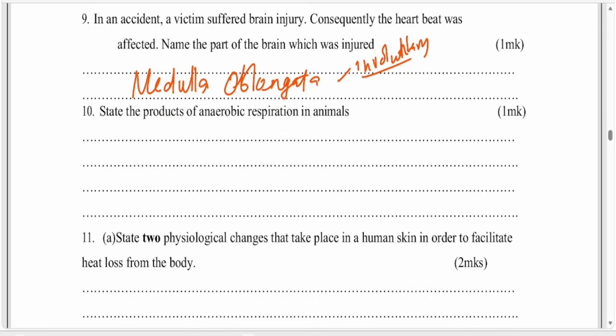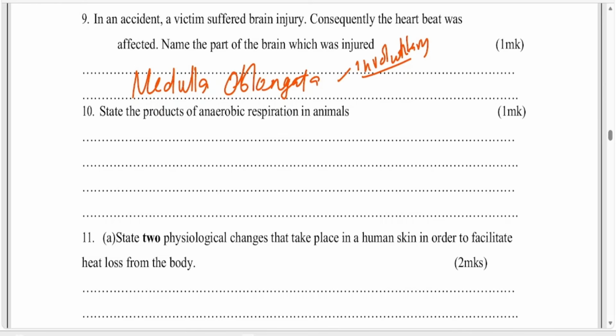I want us now to move to question number 10 of this particular paper. Question number 10 says, state the products of anaerobic respiration in animals.